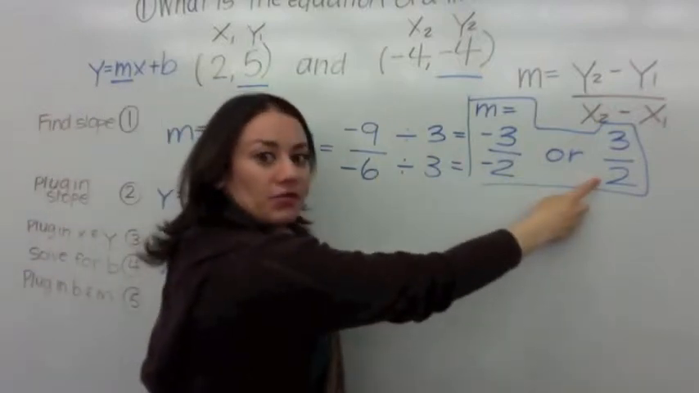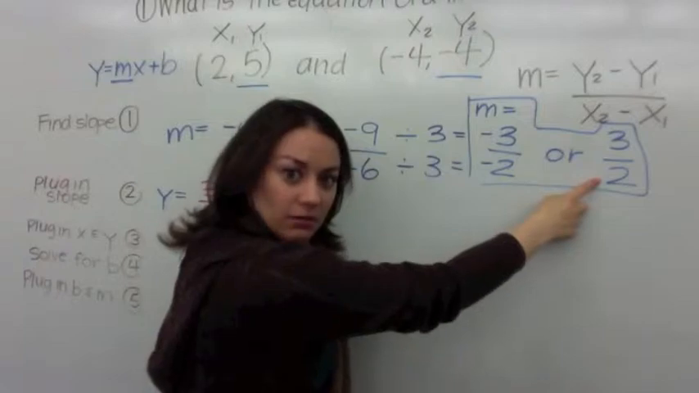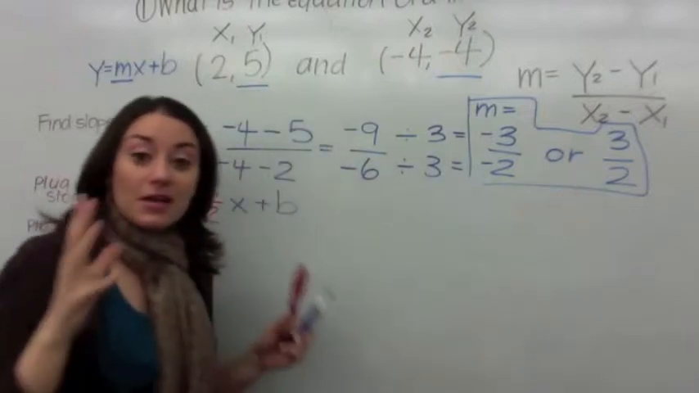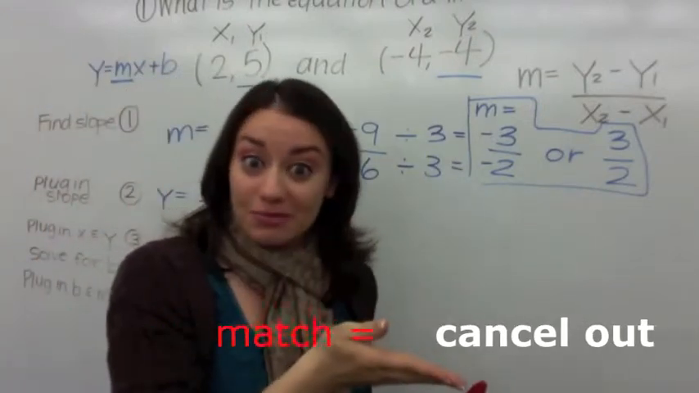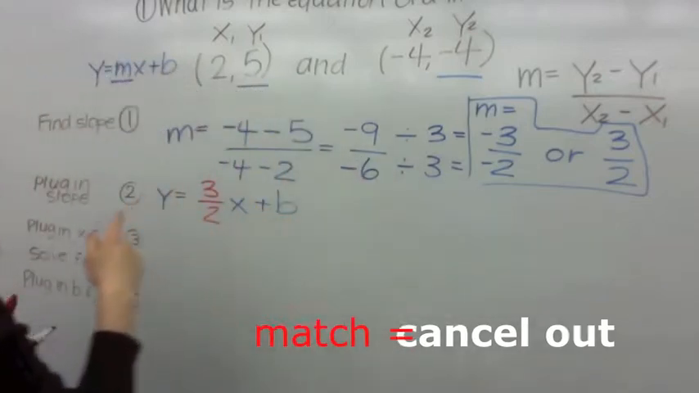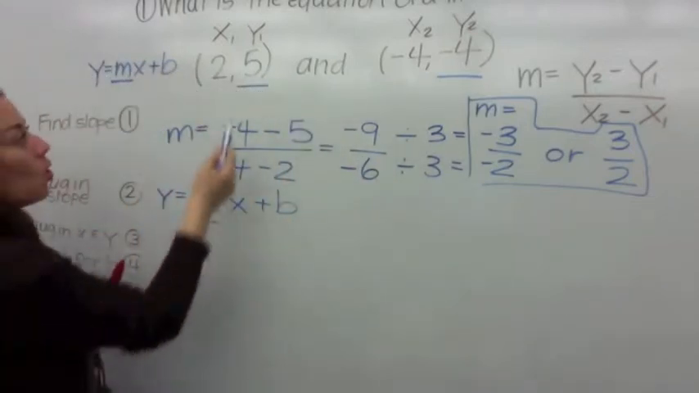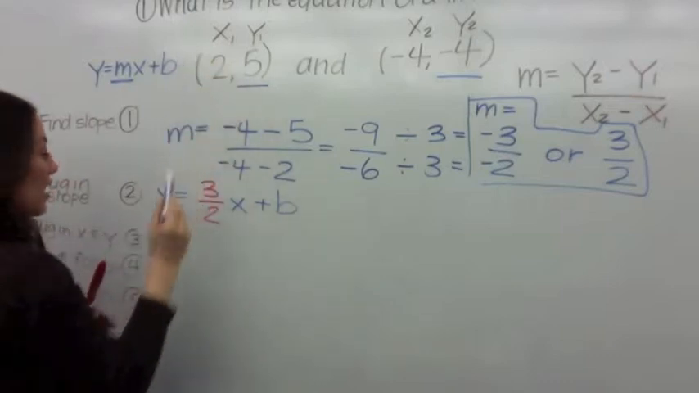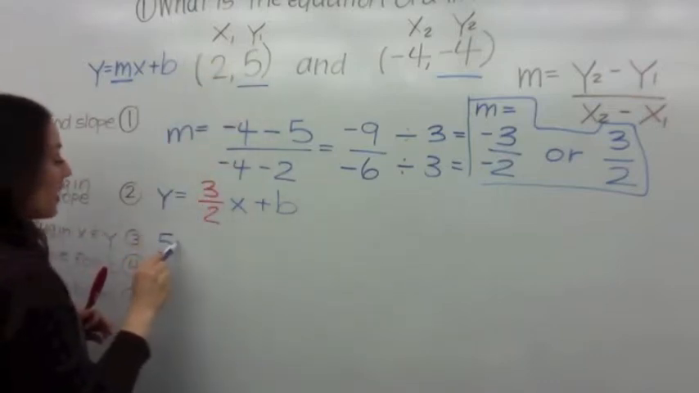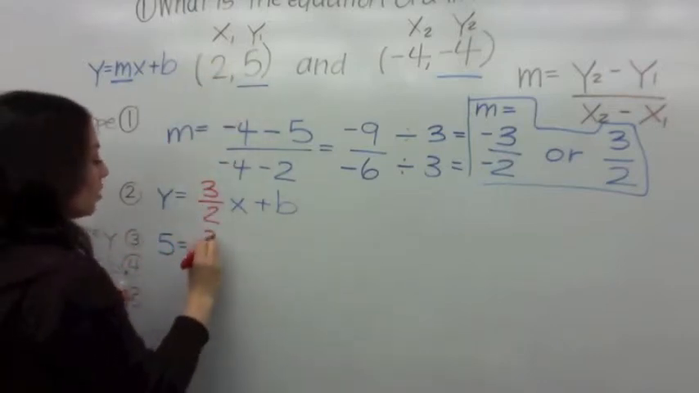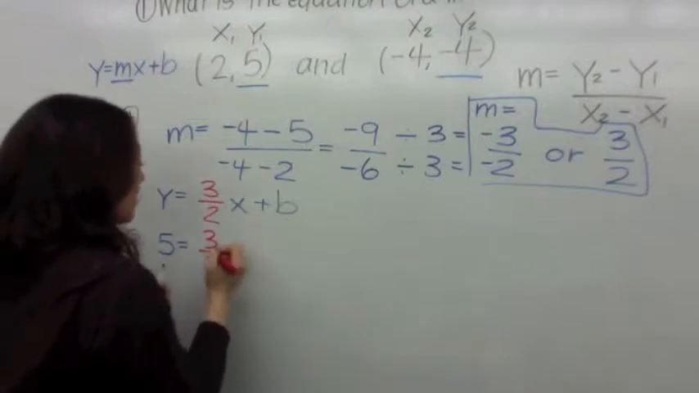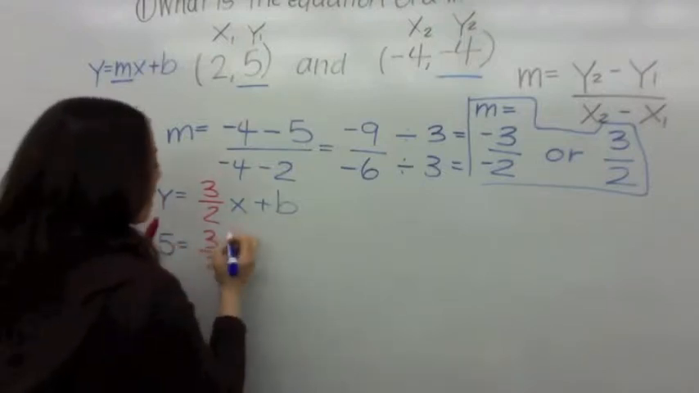Is the denominator of this fraction 2? Yes. So because they match, they're going to go ahead and cancel out. But I'm just thinking ahead. Here we go. So here's the first point. What is y? It is 5. So you say 5 equals 3 over 2 times, remember, you're going to multiply it at the top.